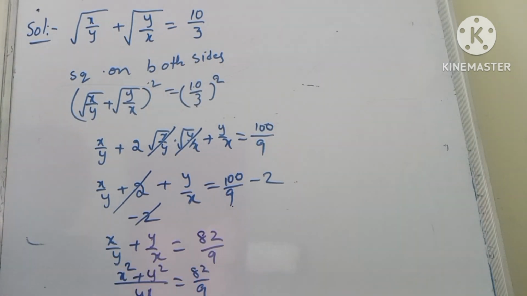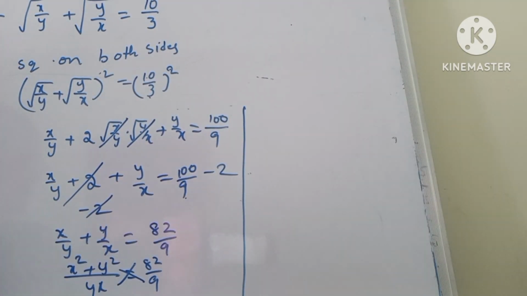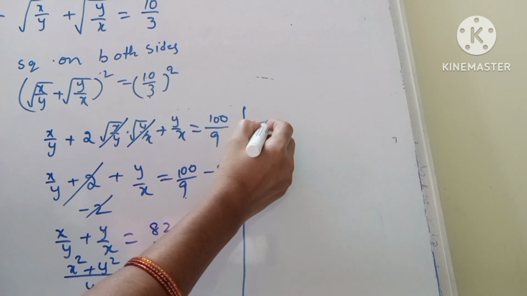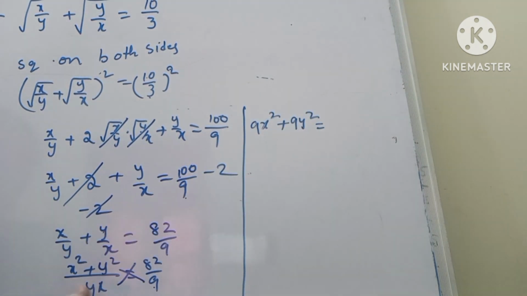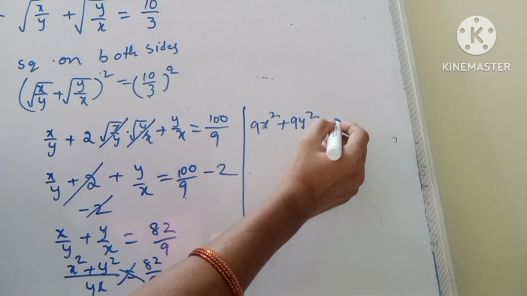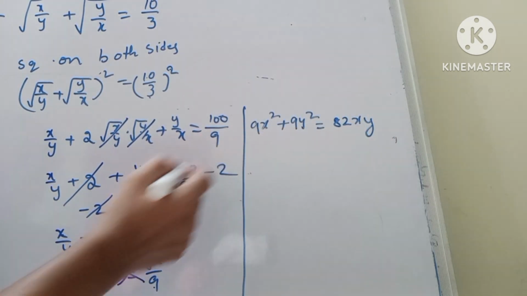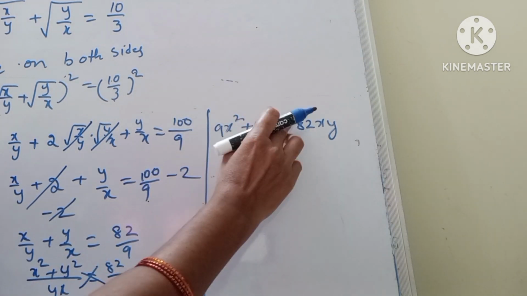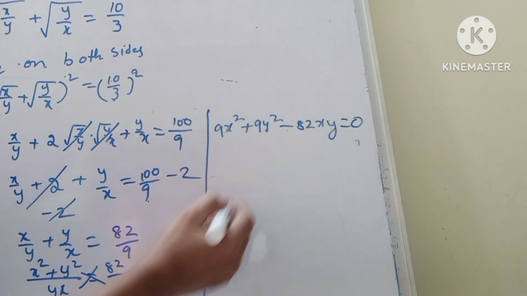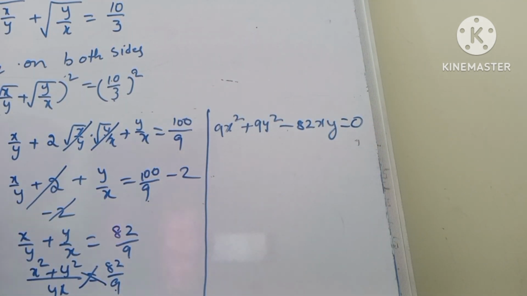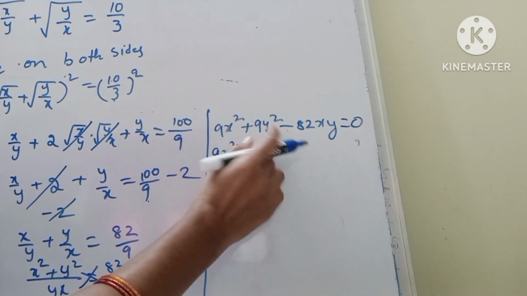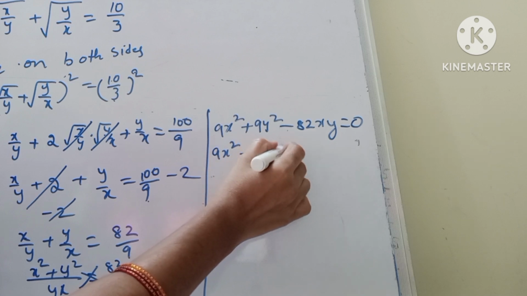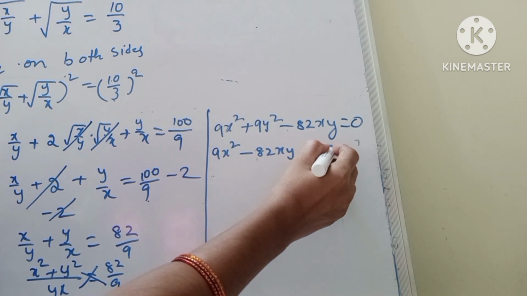Now do cross multiplication. 9 times x square plus 9 times y square is equal to xy times 82, that is 82xy. Bringing 82xy to this side, the right side is 0. This becomes negative. So factorize this. It is in the form 9x square minus 82xy plus 9y square.